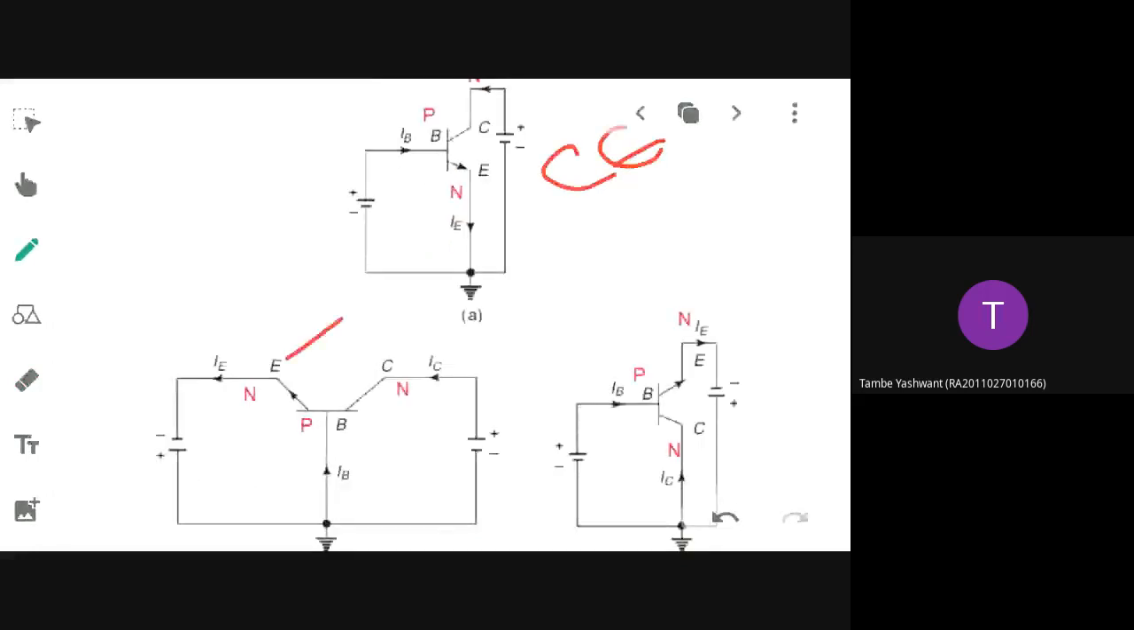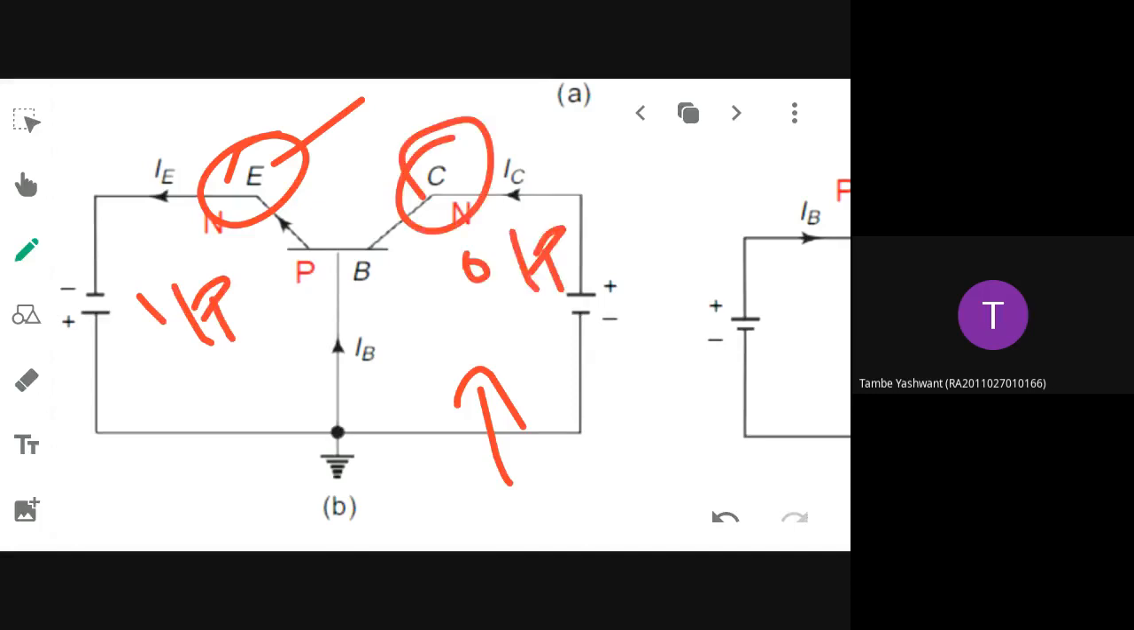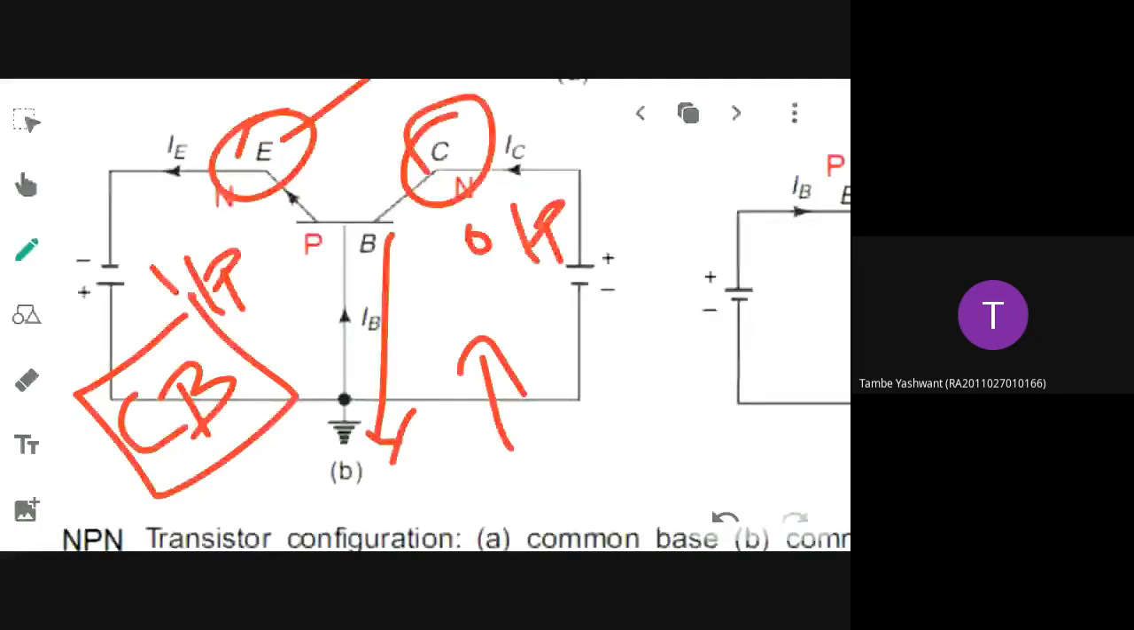Now referring to the second diagram, what can you tell about the different terminals? Which is input, which is output, and which is common? Input is emitter, collector is output. Again, what is being grounded? Base. So this is what configuration? CB. CB means what? Common base configuration or grounded base configuration.